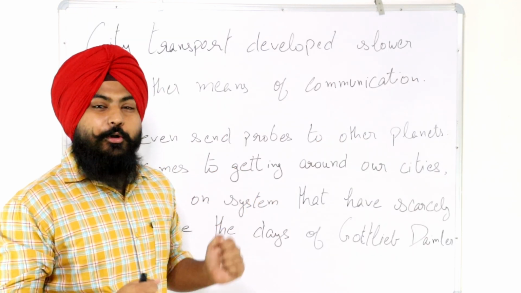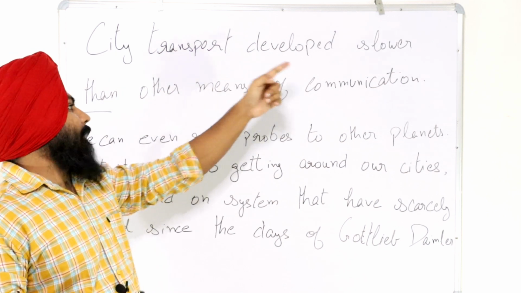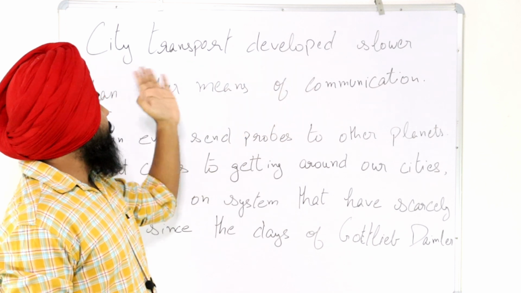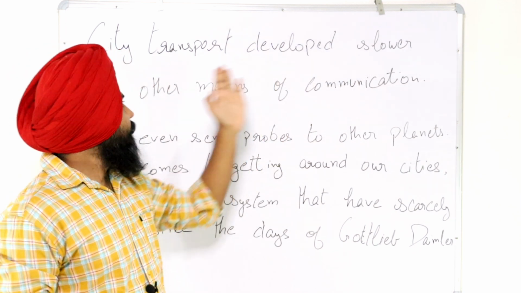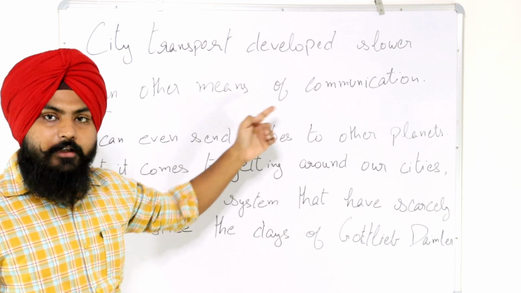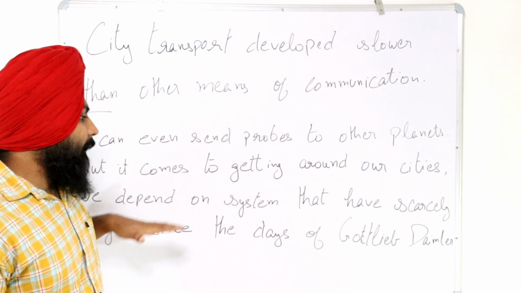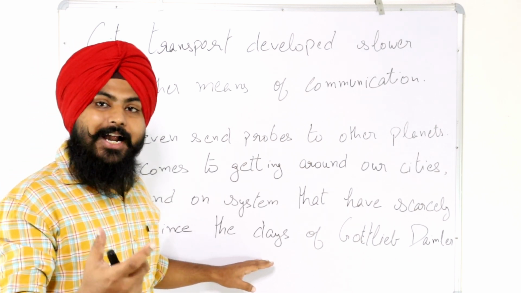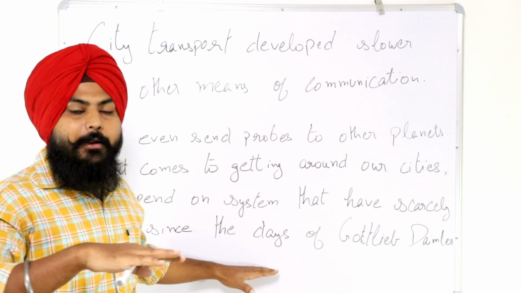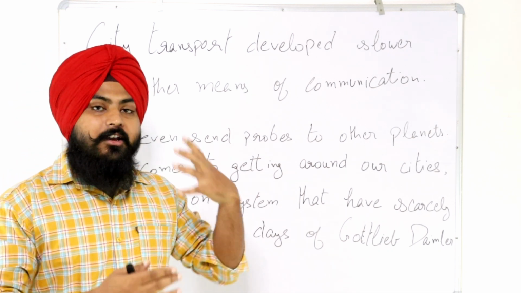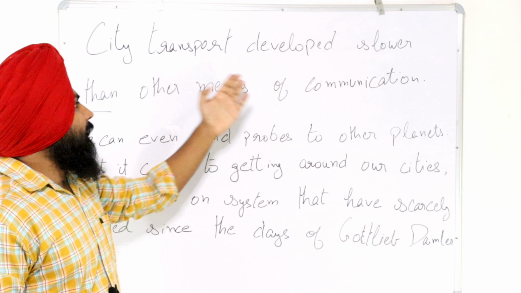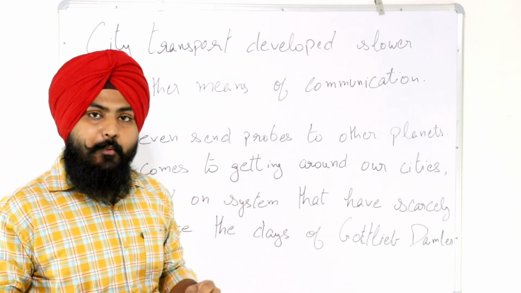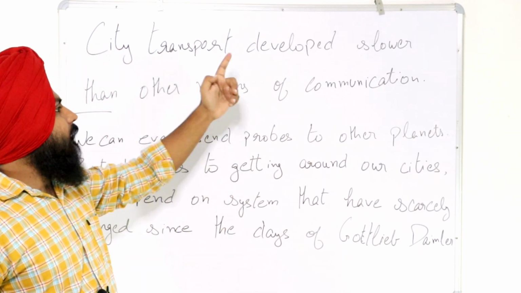So viewers, here the question is, city transport developed slower than other means of communication. This is the passage, this is the location, because students normally get the location easily, but after that they mark the wrong answer. So here we are going to see how we can analyze the correct answer. Here we have to mark the keywords, and the keyword over here is city transport developed slower.